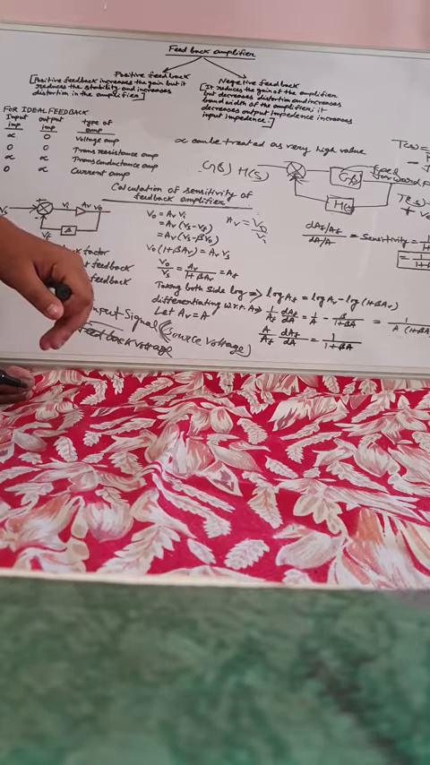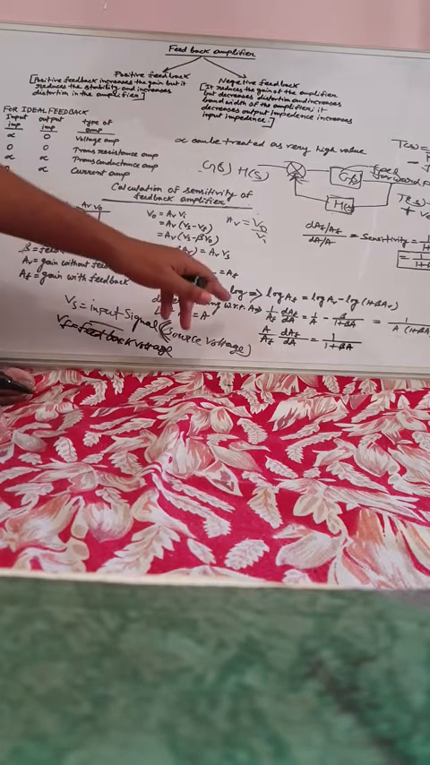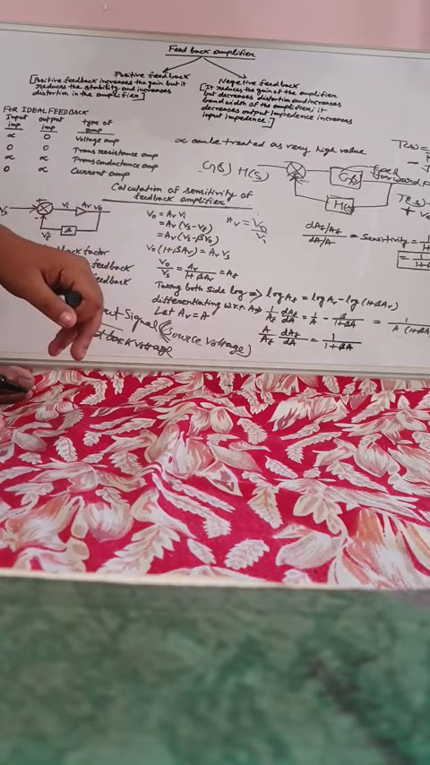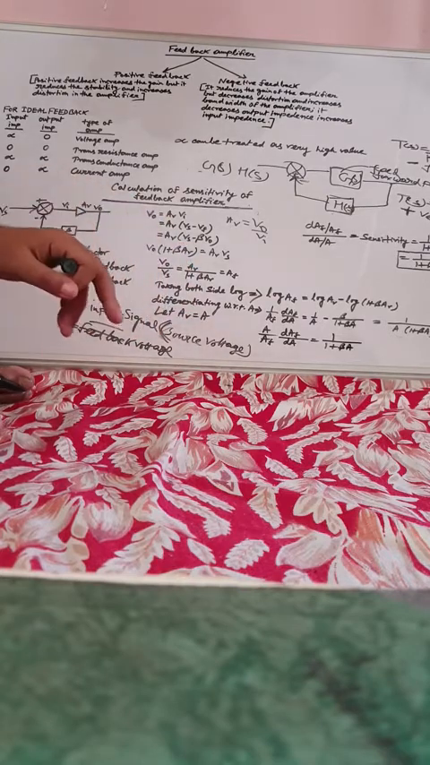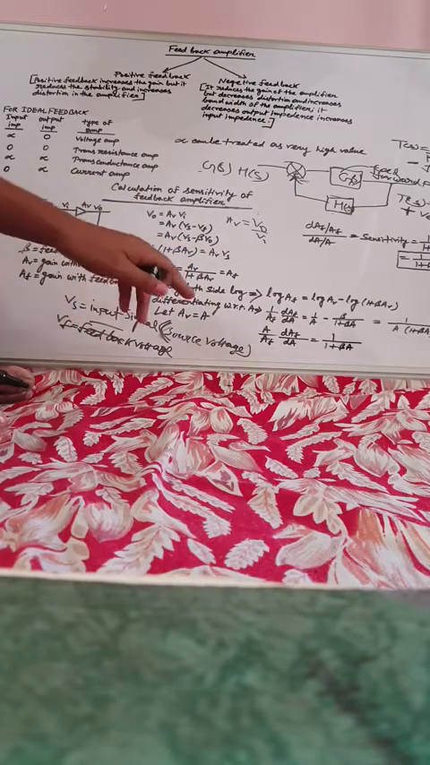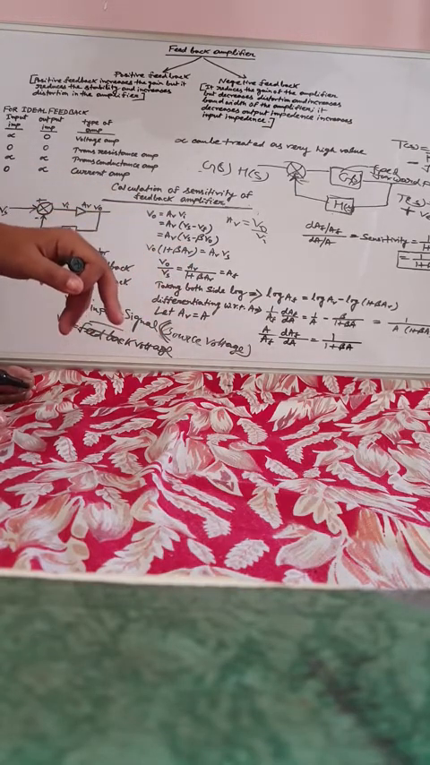You will get log of AF equal to log of AB minus log of 1 plus beta AB. So now differentiate with respect to A. Let AB is the gain without feedback. Let AB is equal to A. So 1 by AF into del AF by del A is equal to 1 by A minus beta divided by 1 plus beta A.